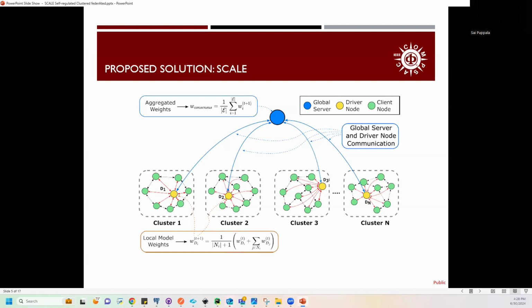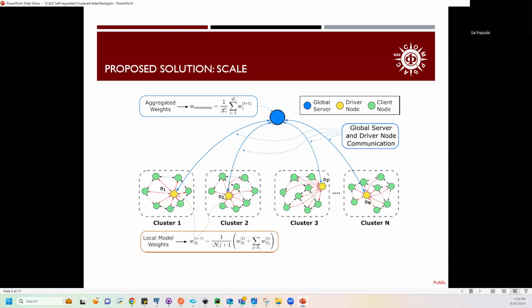But the goal is, rather than sending 100 communication requests from these 100 edge nodes, we would form clusters, and we would make one client or one edge node a driver, and that driver will send the information to the global server or the central server. In this way, if you have 100 clients, you would combine them into 10 clusters, and each cluster will have 10 edge nodes. So 10 multiplied by 10, that's 100 clients clustered into 10 clusters, and each cluster will have one driver node, and this one driver node will send information to the global server.